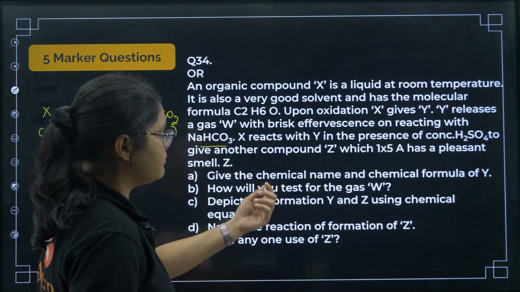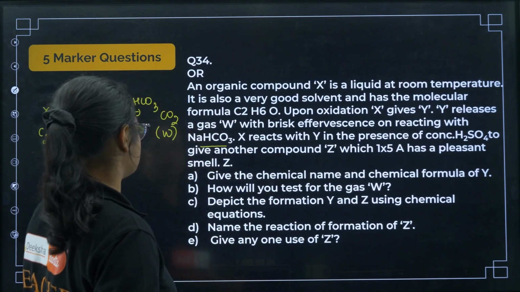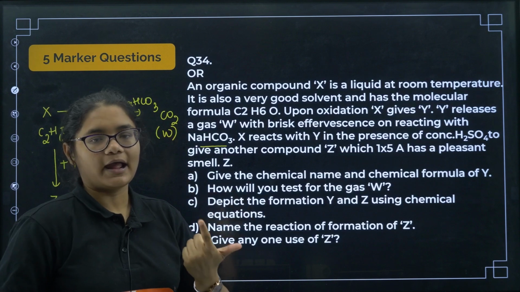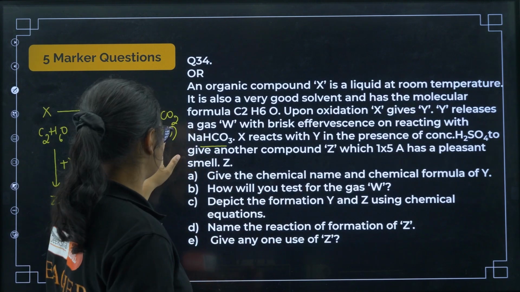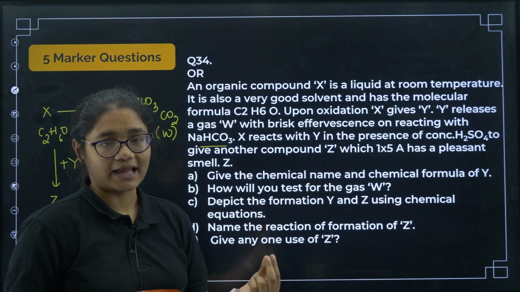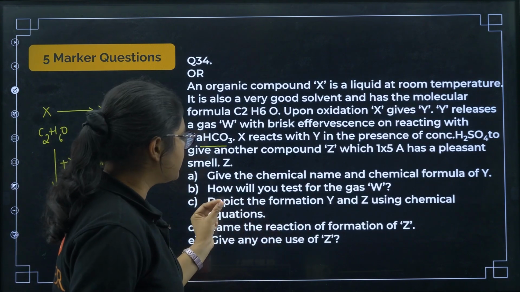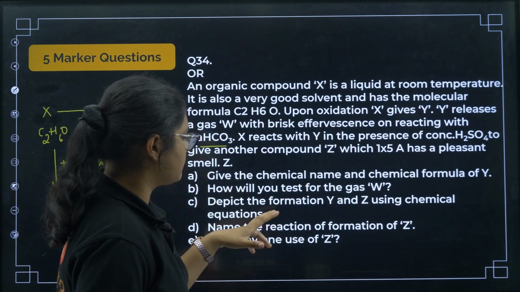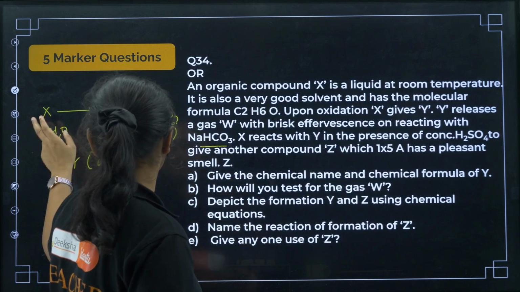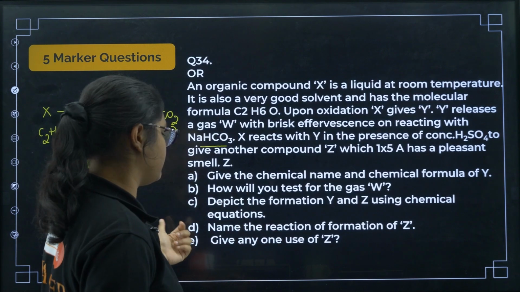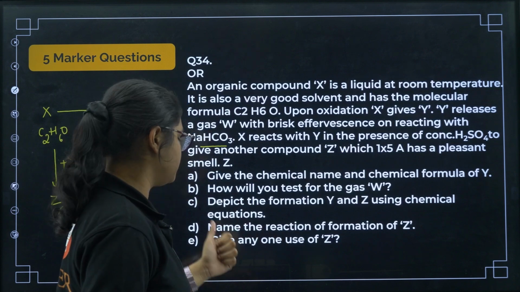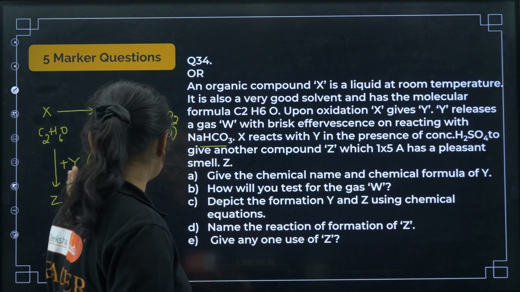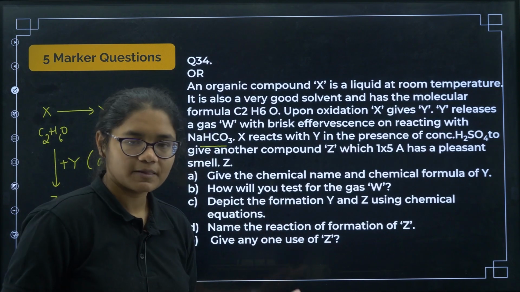Give the chemical name and the chemical formula of Y. So Y is your ethanoic acid and the formula is CH3COOH. How will you test for the gas W? W is carbon dioxide. It turns lime water milky. Depict the formation of Y and Z using the chemical equation. So these two reactions you have to write. Half of 1 mark you will get. Name the reaction of formation of Z, that is your esterification. Give any one use of Z. Esters, it is used as a flavoring agent.